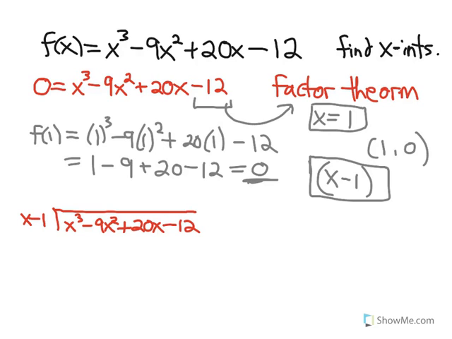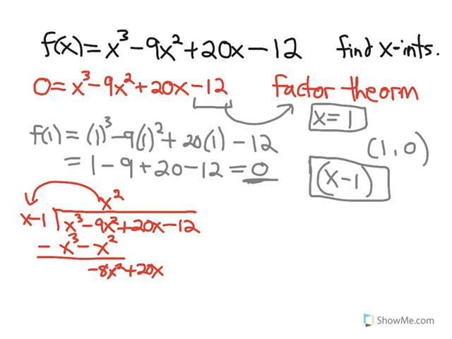So I'm going to take the x into x cubed, and that goes in x squared times. Now I multiply the x squared back to the x minus 1 out front here, and I get x cubed minus x squared. When I subtract this, I get 0. Minus 9x squared minus negative x squared is minus 8x squared, plus 20x. We'll bring that down.